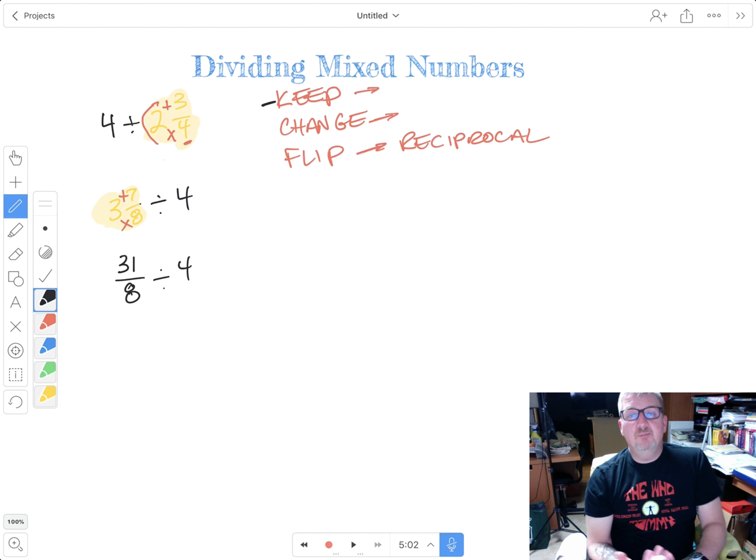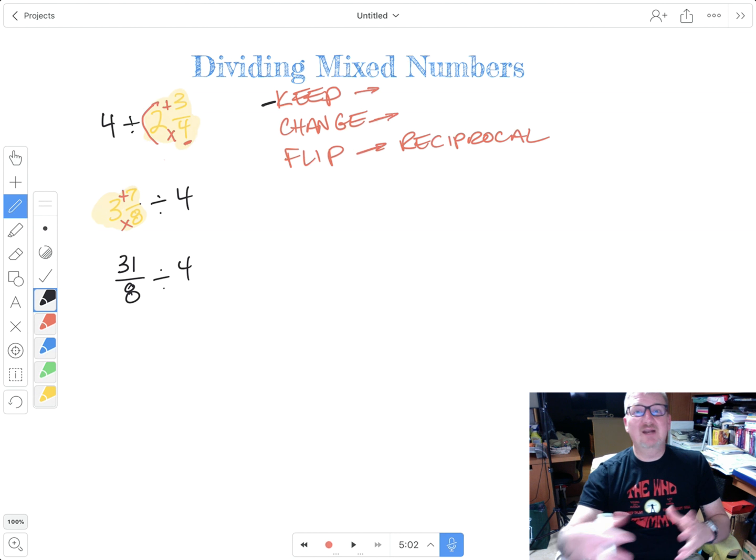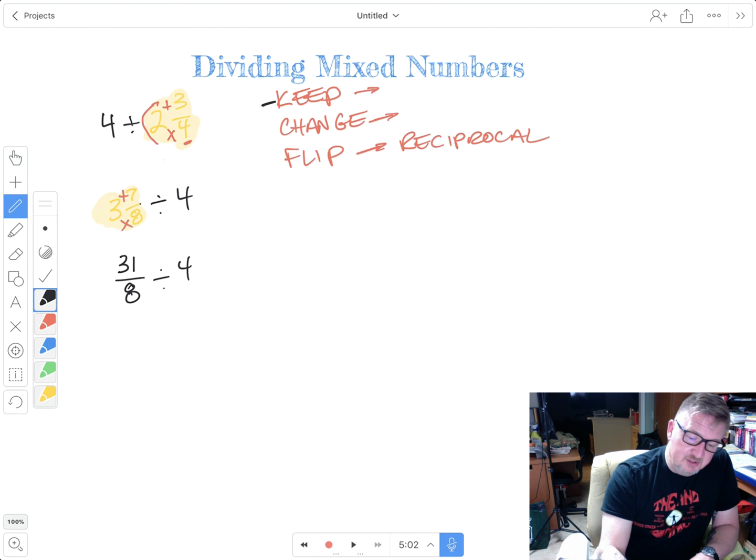Now, as you get proficient in this, you'll be able to do a lot of these steps in one move, but I encourage you not to do that right now, and to write out each one of the steps. That way you know for sure you're not skipping anything. All right, so now I'm moving on to the keep, change, flip part.